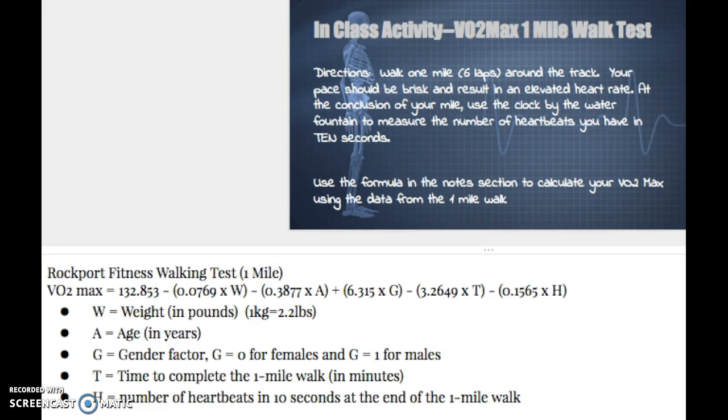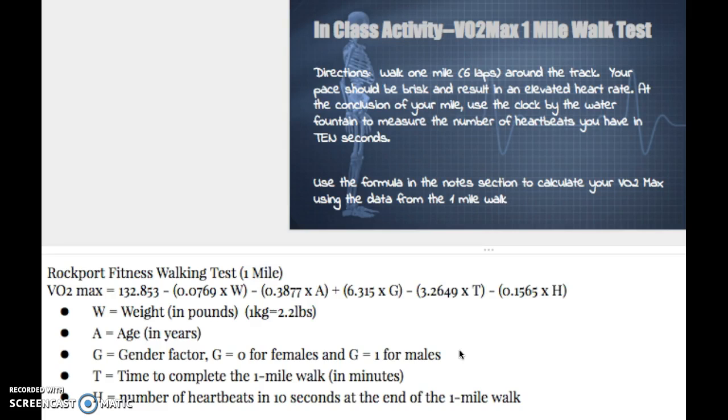Once you have this data, we're going to go down here and plug it into this equation. You can do this at the end of class, or you can do it as homework. It's part of your assessment. Some things you're going to need to know are these variables right here. You're going to need to know your weight in pounds. 1 kilogram equals 2.2 pounds, if that helps you out.